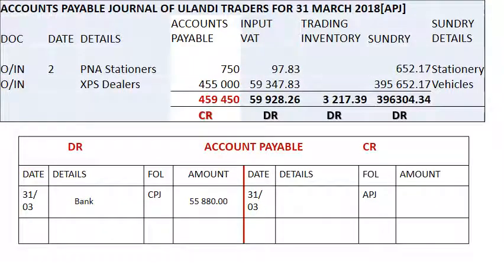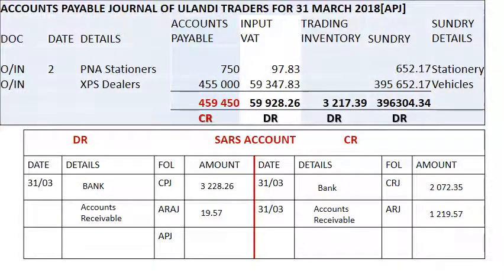We have moved into the accounts payable journal. Here again, we will start by posting the accounts payable column. In the general ledger, we go to the accounts payable. On the credit side, we reflect the date as at the 31st of March. Details, total purchases. These are purchases for the month, recorded under folio APJ. Total amount as calculated in the journal.